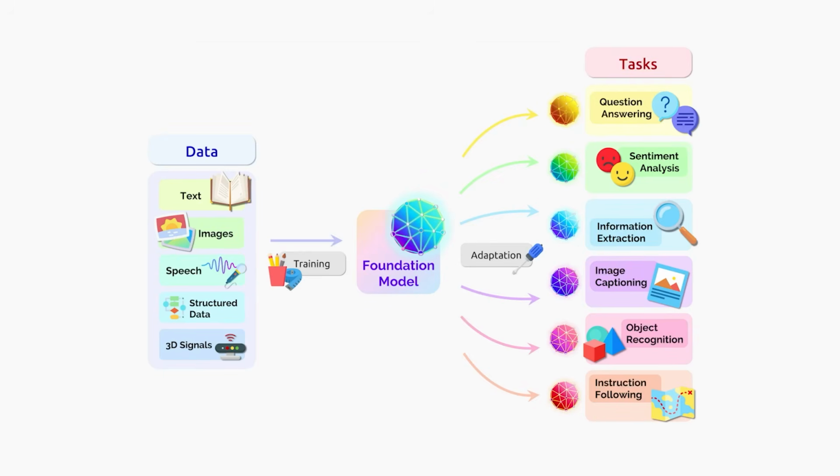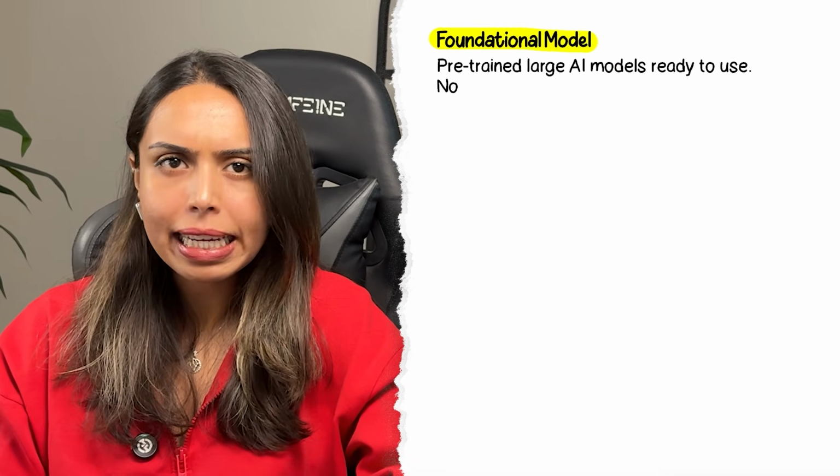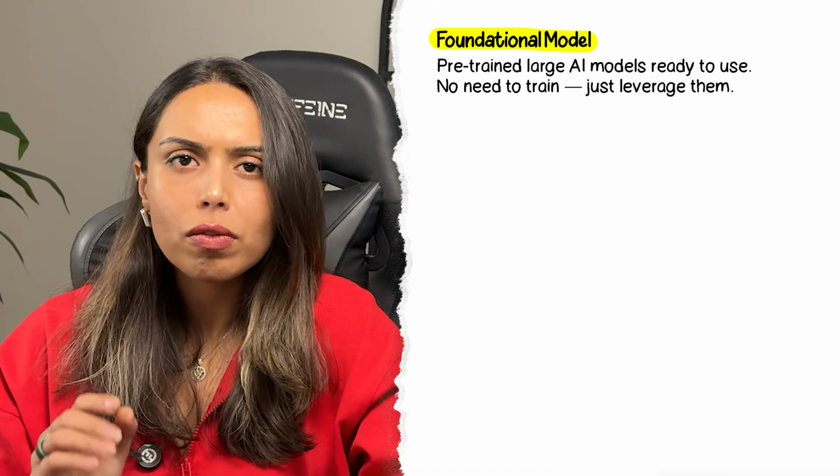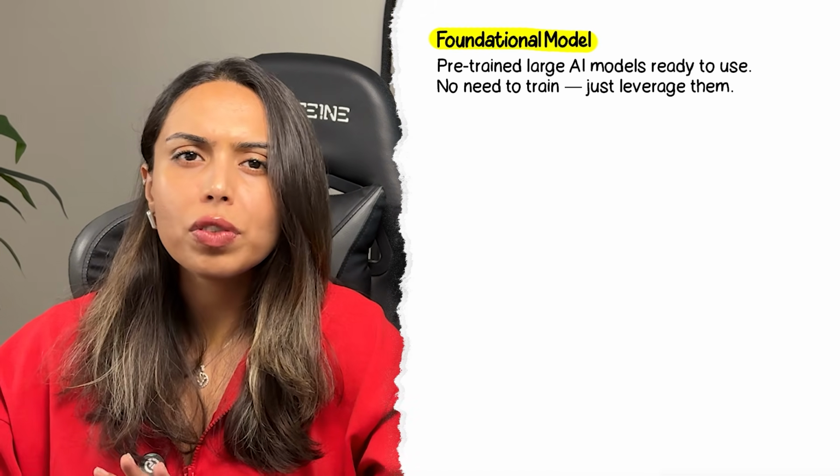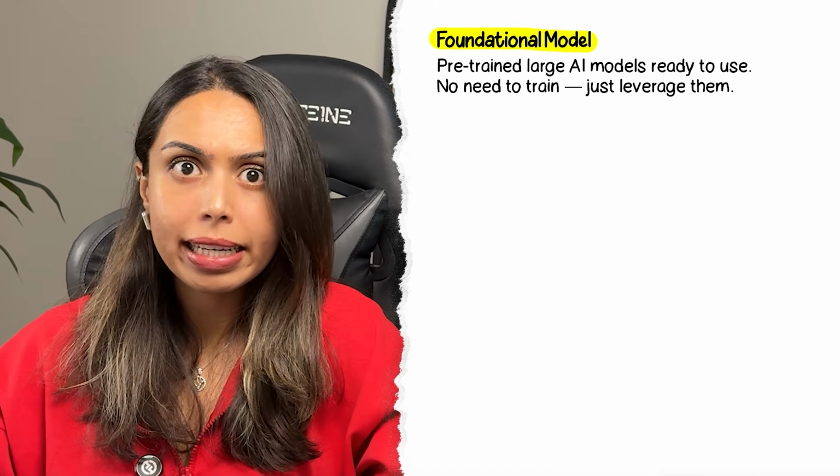Now, in this part, we are going through some concepts that are different from the traditional ones. Number 1 is foundational model. It is a large pre-trained AI model that you can use as is without training the model yourself. So we are just leveraging a model, not training it.